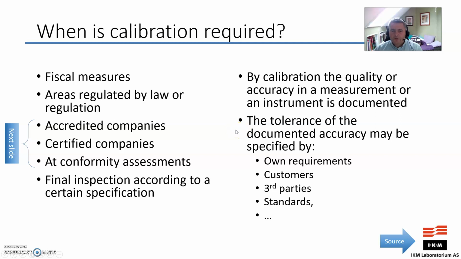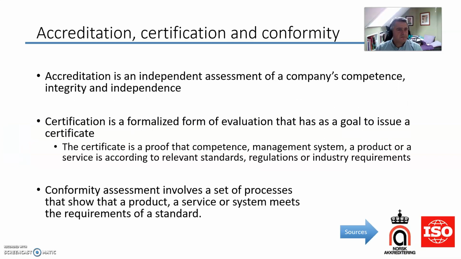The tolerance of the documented accuracy may be specified by. So who specifies how accurate an instrument should be? You could have your own requirements. The customers could have requirements. Third parties could have requirements. Standards, governments, and the list goes on. This here is my source. Here is a company called IKM Laboratorium AS.